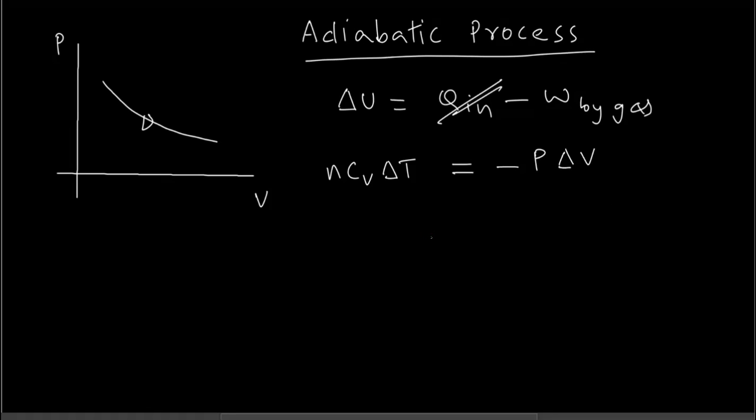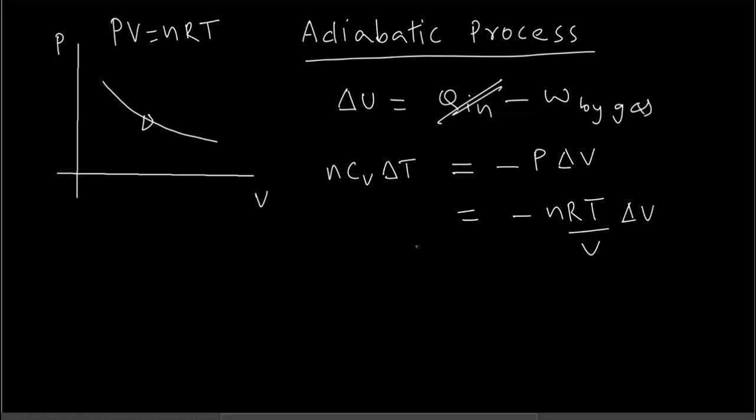But mathematically, we are looking at a method of separation of variables right here. So you want to keep one variable on the left hand side, the other variable on the right hand side, so that you can integrate and then get an expression. So what we can do here is freely use that PV is equal to nRT. So if I use PV is equal to nRT, I can just write the right hand side as minus nRT by V into delta V. You're with me so far?